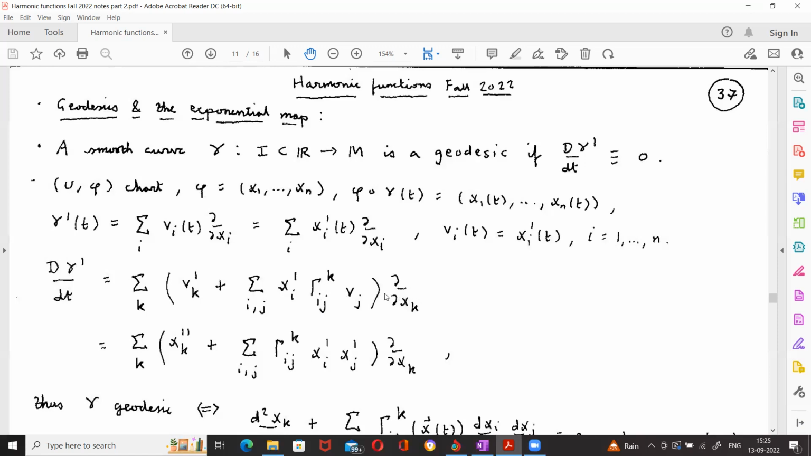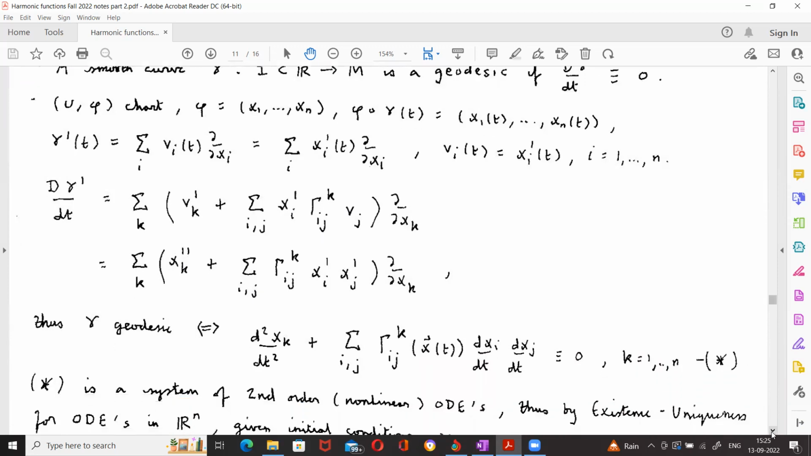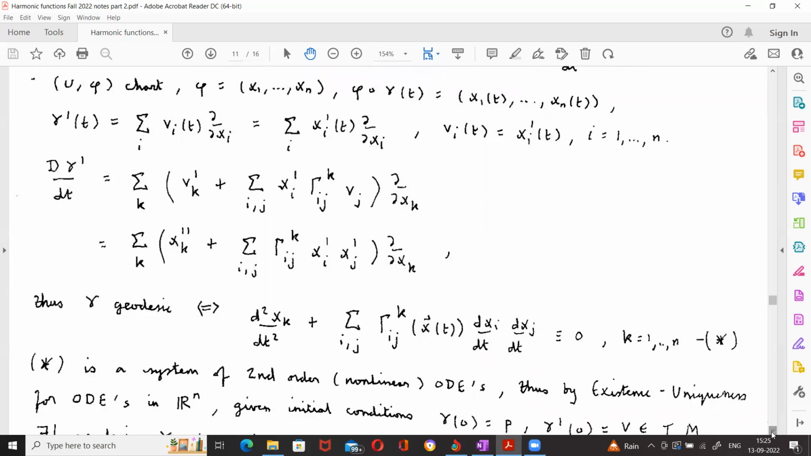Yes, yes. Now we substitute vi equal to xi prime. So this vk prime becomes xk double prime plus the sum over i, j of Gamma^k_ij, xi prime, xj prime, times del/del xk. So gamma is a geodesic, therefore, if and only if these coefficients are 0. So that means that d squared/dt squared of xk plus the sum over i, j of Gamma^k_ij at the point x(t) times dxi/dt times dxj/dt is equal to 0. K goes from 1 to n, right?